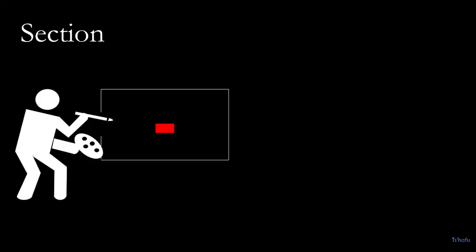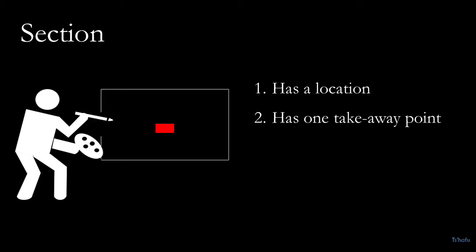Now, rather than defining what a section exactly is, let me explain the kinds of questions that the section needs to be able to answer. The first is that the section has a location. Just as we did in the last video, we can point at the canvas or your paper and literally identify where that section is. That's the first thing.